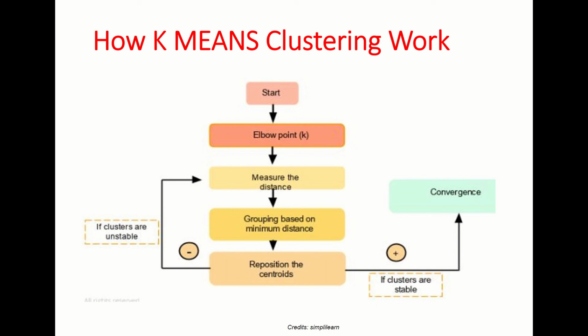and then you will have to reposition the centroids, which we will see. So we keep doing it. When you reposition, if the clusters are unstable, then you have to keep repeating this process: measure the distance, group by the minimum distance, and reposition the centroids. This has to be repeated again and again. Once you feel the clusters are stable, that is convergence, and once convergence has occurred, that is your termination condition for the k-means clustering algorithm.